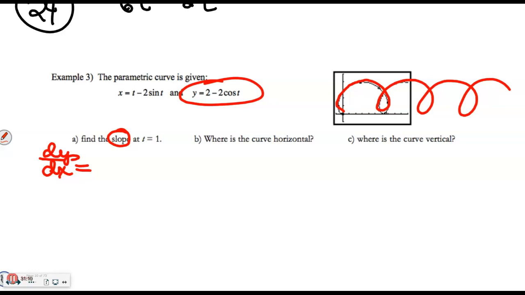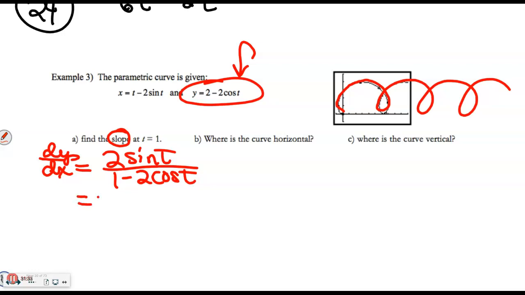Got it for me? What do you think, Linz? What's dy/dt? Yes, because cosine's derivative is negative sine. 2 goes to 0, so that just is 2 sine t. dx/dt would be 1 minus 2 cosine t. Just easy derivatives. I'm supposed to do it at t equals 1. Okay, so I would do 2 sine 1 over 1 minus 2 cosine 1.